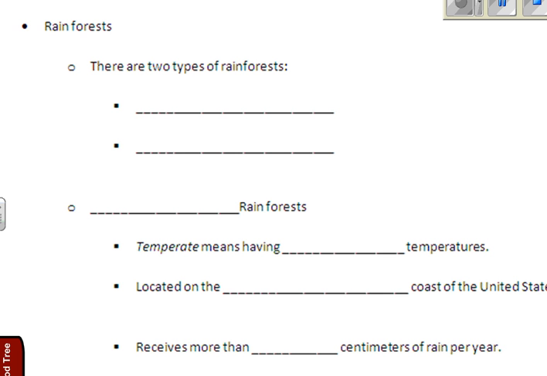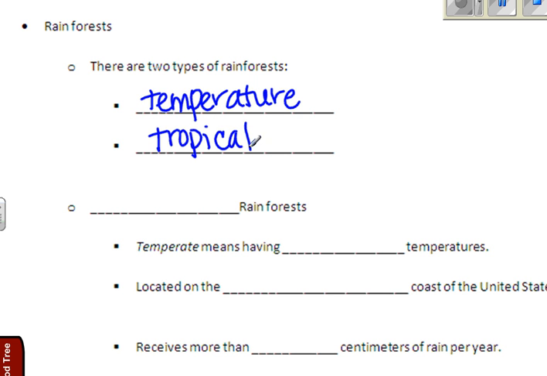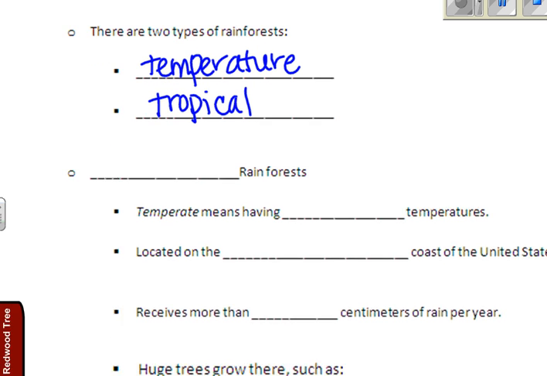Okay, so let's go ahead and get started talking about the rainforest. Now, there are 2 types of rainforest. You probably didn't realize that there are 2. You probably only heard of one, but there are actually 2 types. It's the temperate, which is the lesser known rainforest, and the tropical rainforest, which is the one you've probably heard of before. So let's talk about first the temperate rainforest.